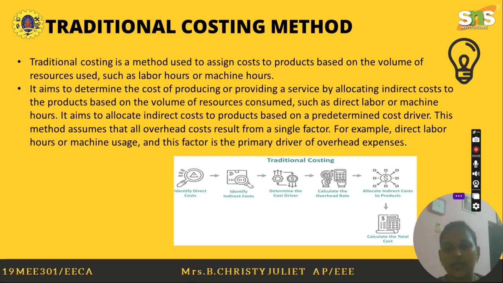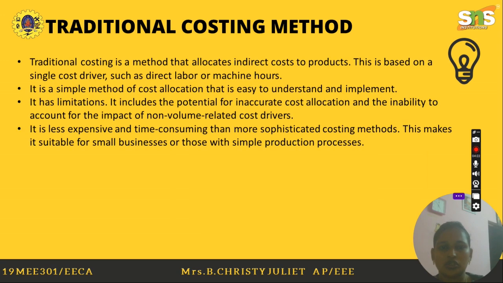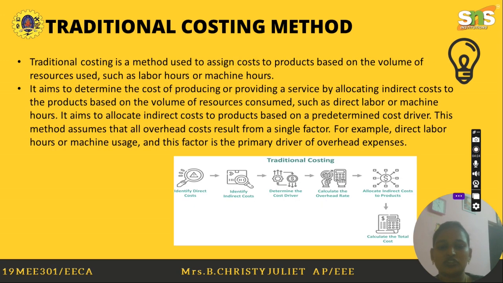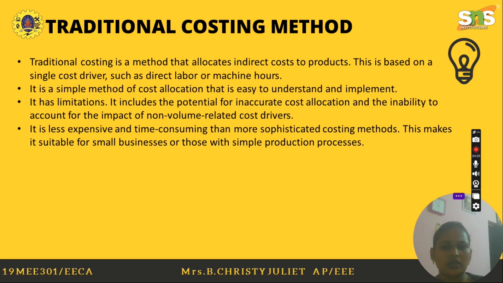Now allocate the indirect cost to products, like calculating the total cost divided by the number of products. Likewise, you allocate indirect cost to each product and then finally calculate the total cost. So this is how the traditional costing method is done. This method allocates indirect cost to the products.